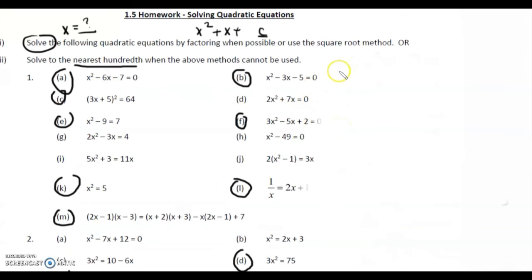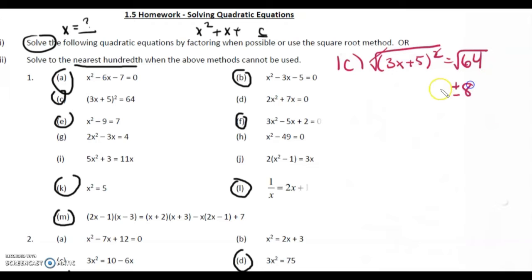Okay, another way of doing 1c, 3x plus 5 squared equals 64, is to actually root it right off the bat. So if we root the left-hand side, the square and the root go away. And if we root the right-hand side, we get plus minus 8. So now we have 3x plus 5 equals plus minus 8. I would branch that off. 3x plus 5 equals 8, and then 3x plus 5 equals negative 8.